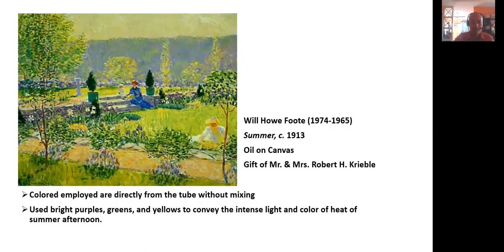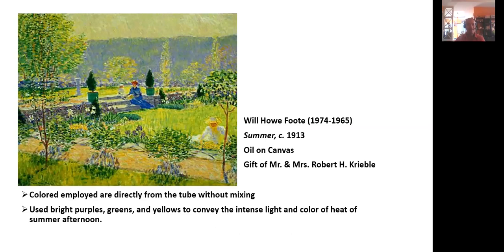So another example here is Summer. It's an oil on canvas, a gift of Mr. and Mrs. Robert H. Grable. Colors employed are directly from the tube without mixing. So that means they're using colors as they are from the tube, so they don't mix colors. So they use bright purples, greens, and yellows to convey the intense light and color of the heat of the afternoon. So you can tell on the first glance the work of an Impressionist.